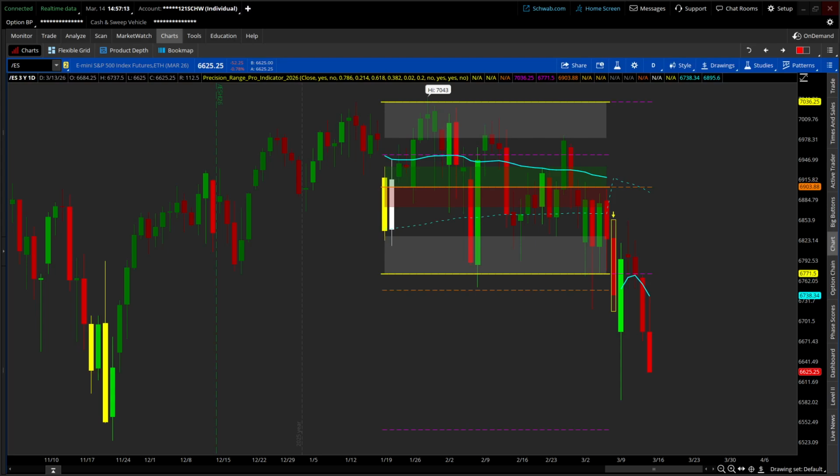Actually, the finished version of my market structural indicator. I'm calling it the Precision Range Pro indicator now.